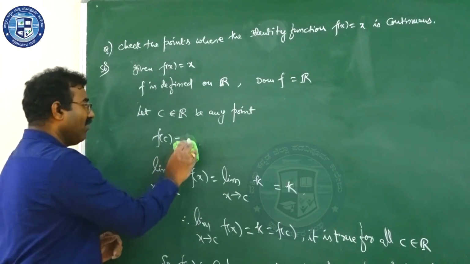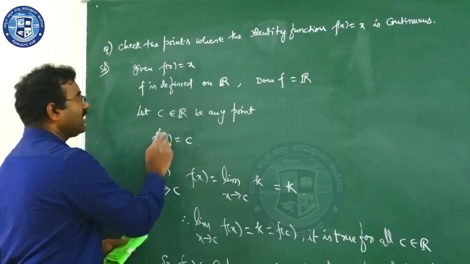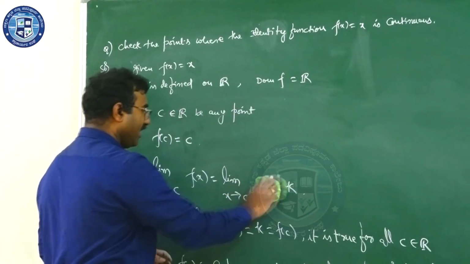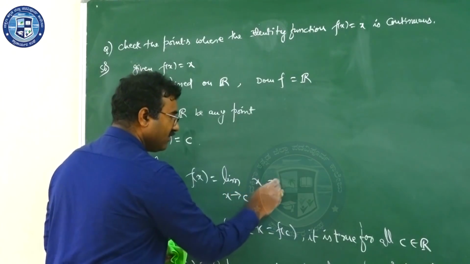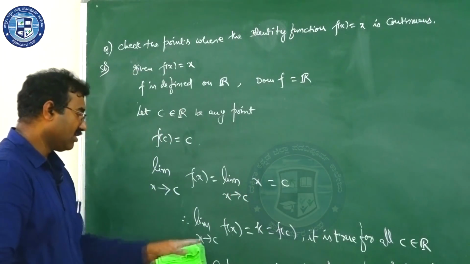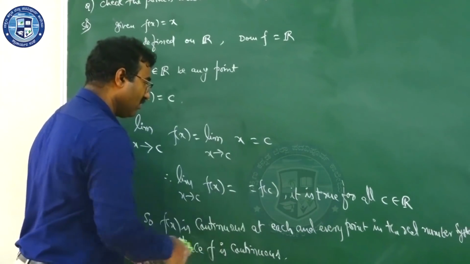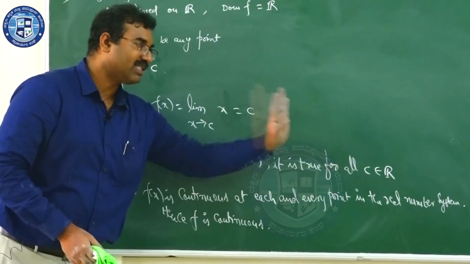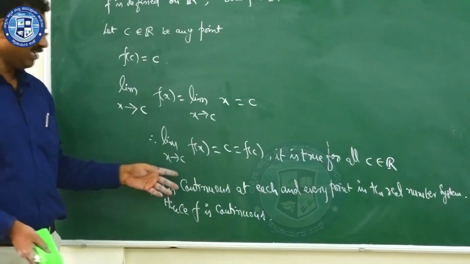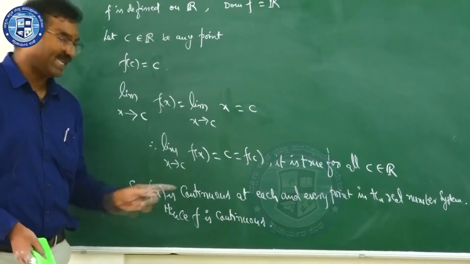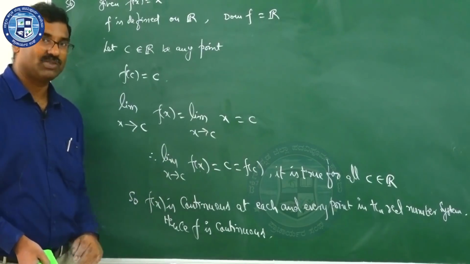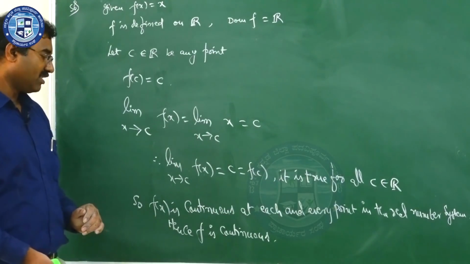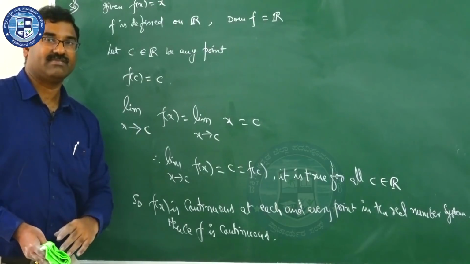At some general point you are working. So, f(c) becomes what now? c. f(c) becomes c now. So, limit as x tends to c of f(x), the function is x here, so you will get c. So, limit as x tends to c of f(x) is equal to c, which is equal to f(c), you are getting. That means it is true for all c belonging to R. That means the limiting value is the same as the functional value at x equal to c. So, f(x) is continuous at each and every point present in the real number system. Hence, f is continuous. Right?